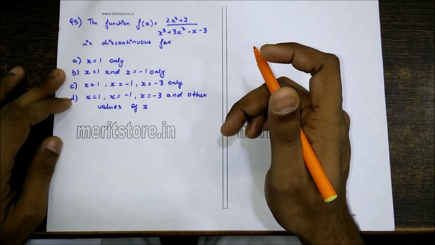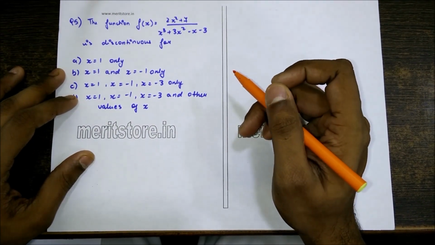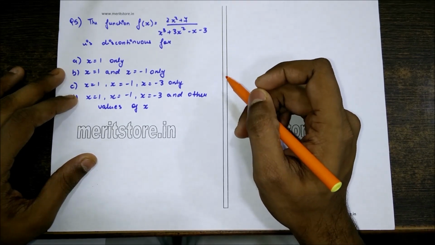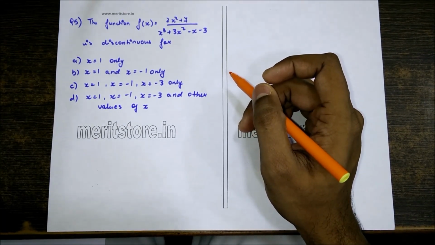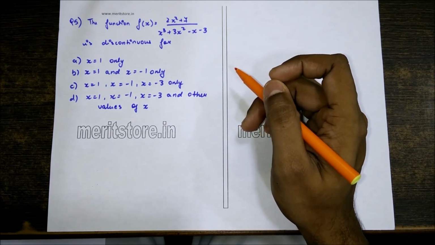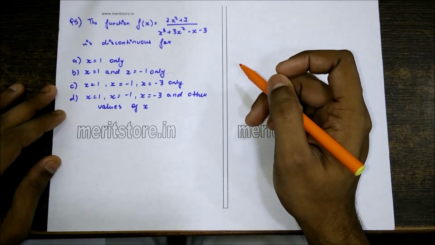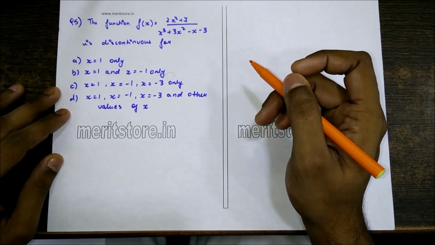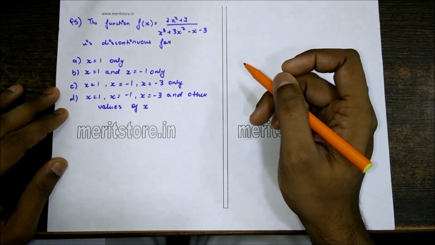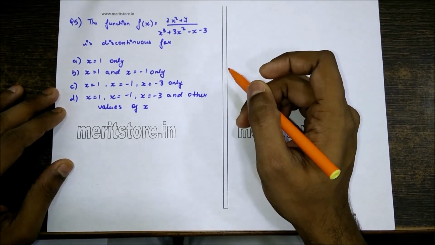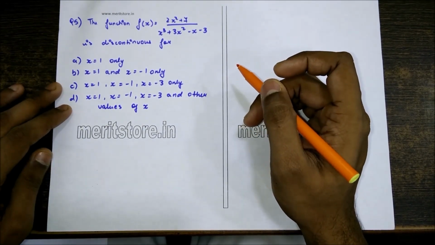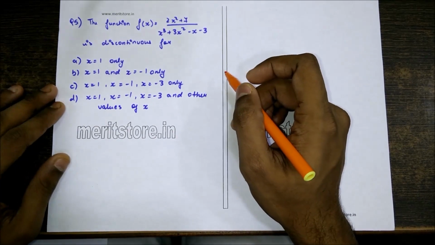The function f of x is equal to 2x square plus 7 upon x cube plus 3x square minus x minus 3 is discontinuous for: a, x is equal to 1 only; b, x is equal to 1 and x is equal to minus 1 only; c, x is equal to 1, x is equal to minus 1, x is equal to minus 3 only; and d, x is equal to 1, minus 1, minus 3 and other values of x.